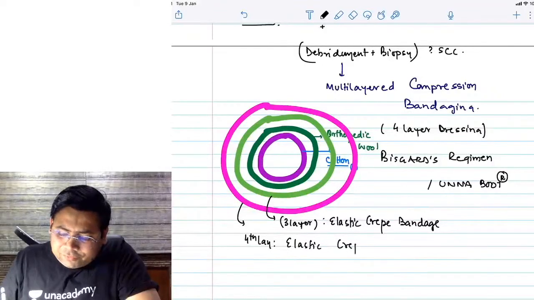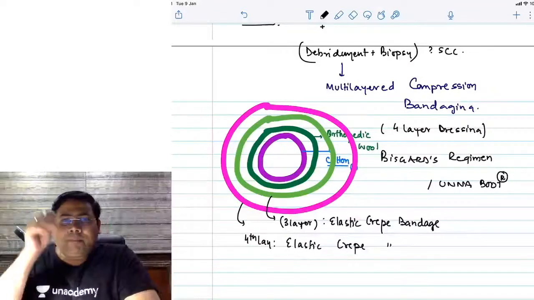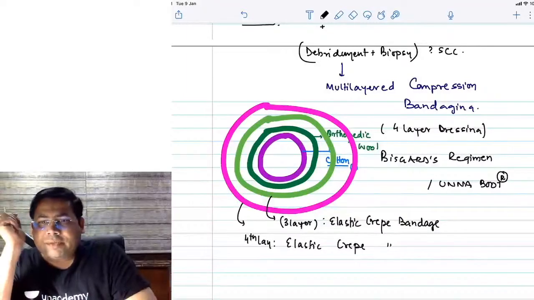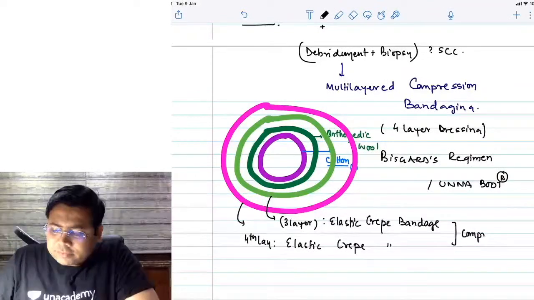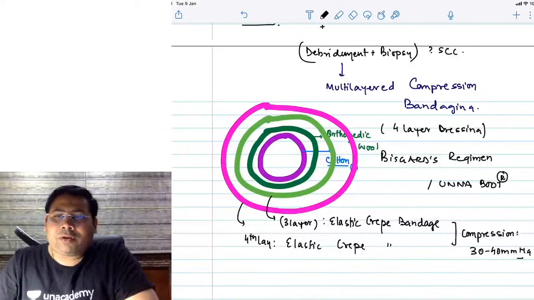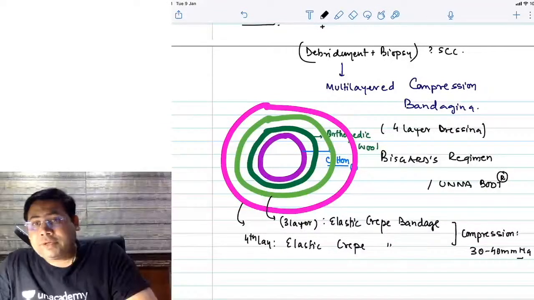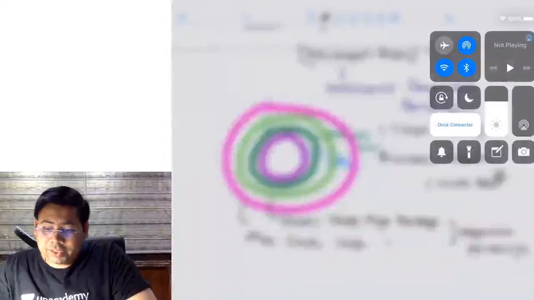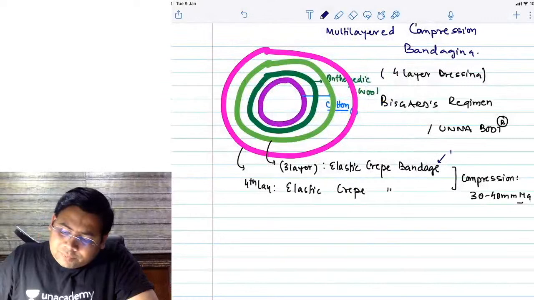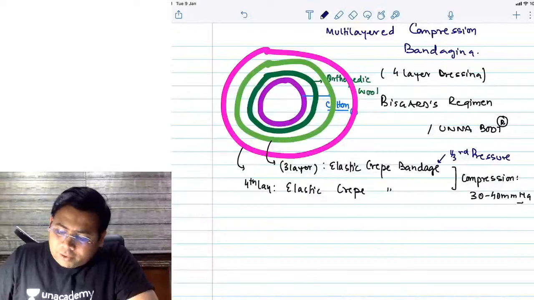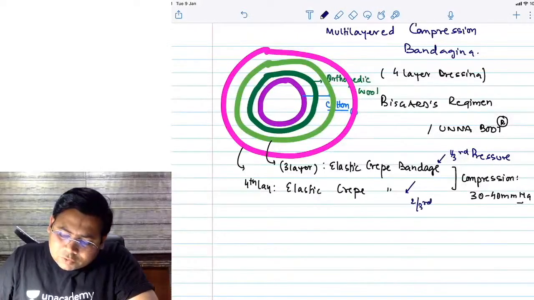What is the difference between them? The compression which is given, you're doing a compression bandaging. The compression is given by these layers. And what compression? 30 to 40 mmHg, not beyond that. Because if you increase the pressure beyond that, the capillary return via lymphatics is impeded. One third pressure is contributed by this, and two third pressure is contributed by this.